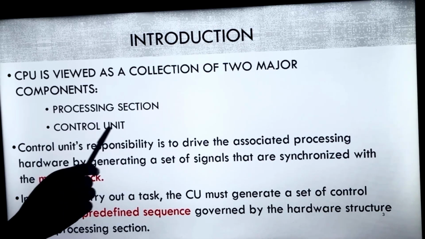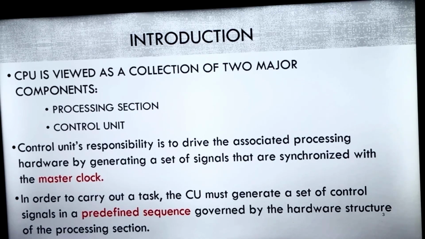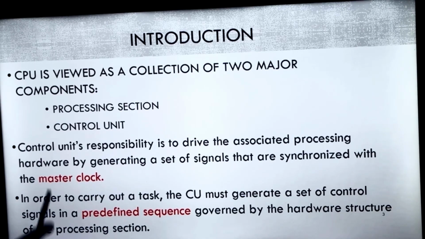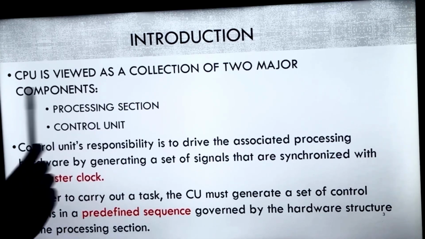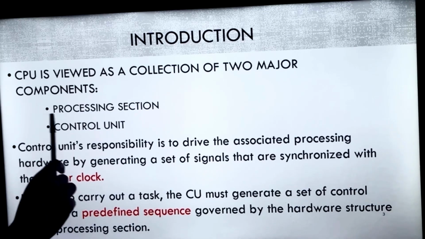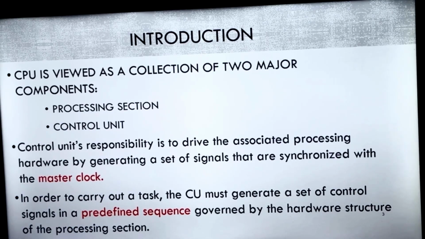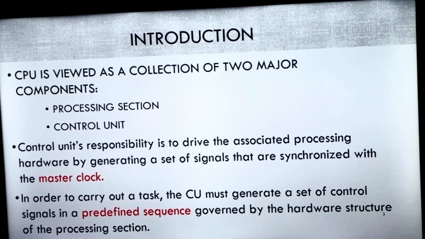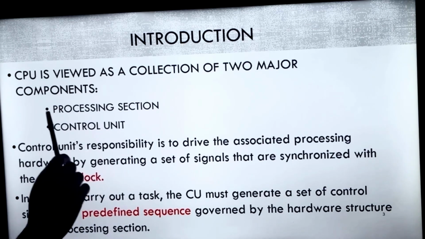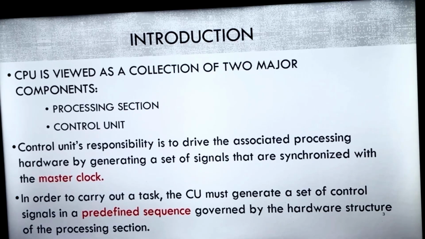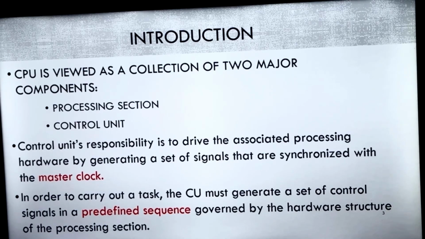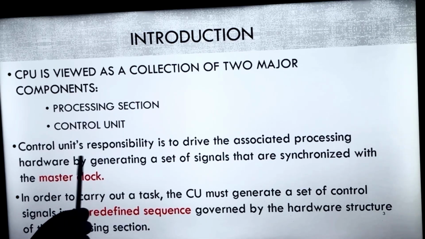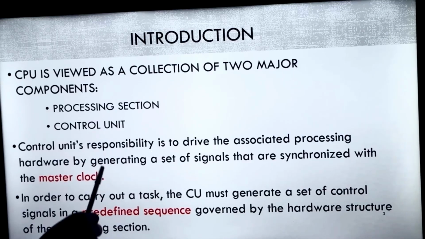And the second part is control unit. Control unit is like a boss. It will generate the control signals to control the processing section. You understood that? Processing section is nothing but a set of hardwares which are there inside CPU, and control unit is responsible to handle all these hardwares by generating some control signals. The signal will go to the particular hardware unit and the hardware unit will act according to the signal. Control unit's responsibility is to drive the associated processing hardware.